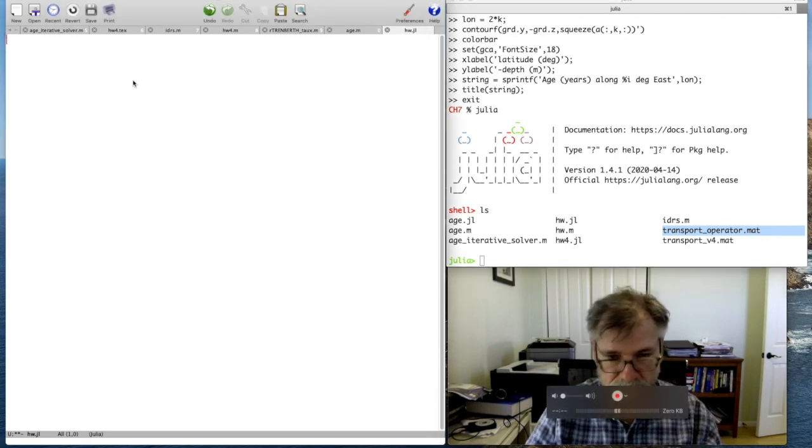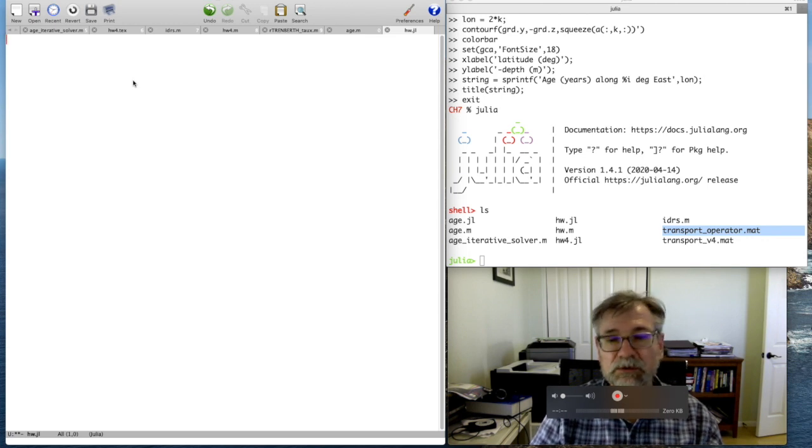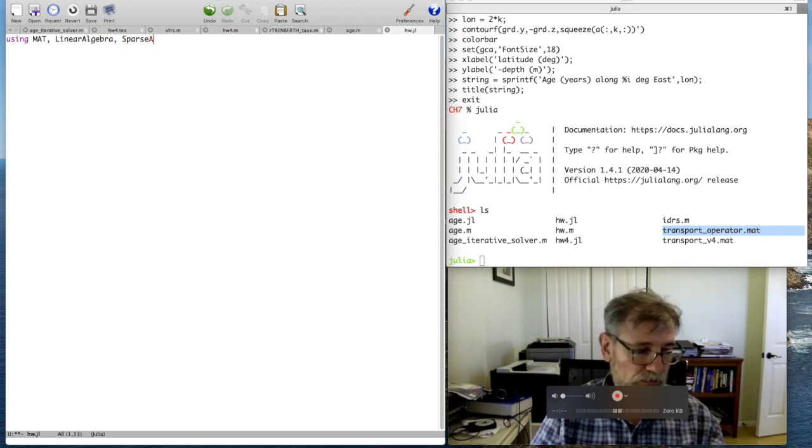Okay, so Julia is not as smart as MATLAB, so we need to tell it something. So using MAT, that's going to tell Julia how to read in the MATLAB file, because the transport operator was created in MATLAB. We need some linear algebra package, and the sparse arrays package, and then the print package. I think it's called Printf.